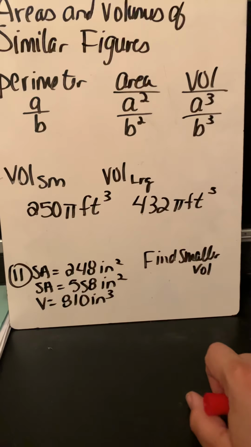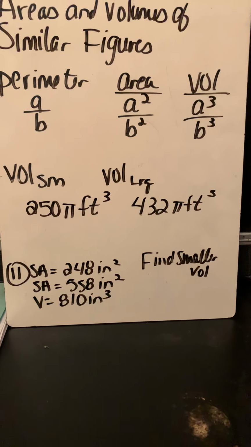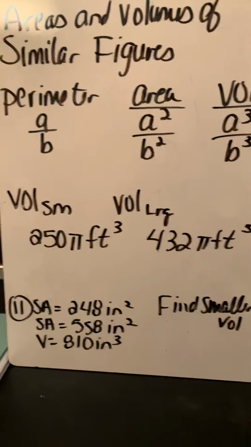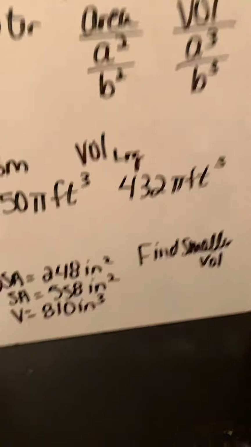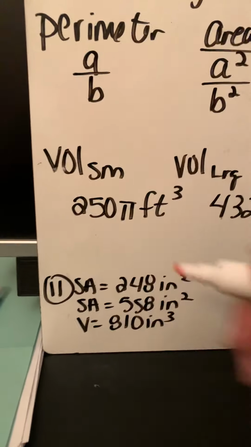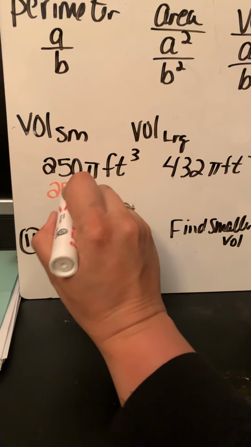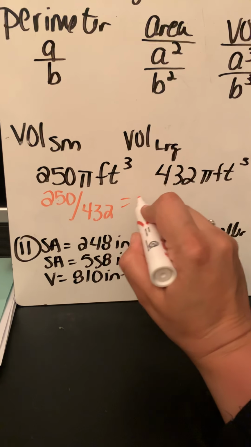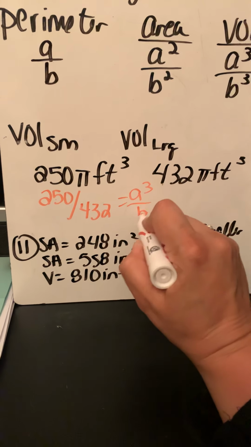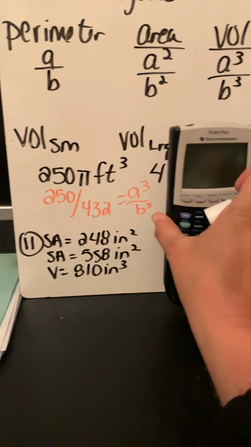So that makes sense. So let's say we're given two volumes, a volume of a small and the volume of the large. They want you to find the ratio. So first thing I'm going to set up is the ratio. So this is going to be 250 over 432. And remember, volume is A cubed over B cubed. I'm not going to cross multiply or anything. I'm going to simplify it.